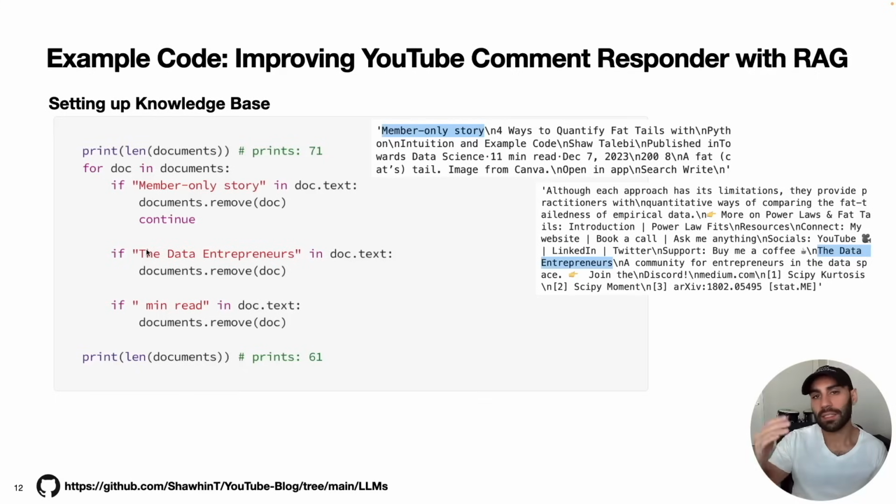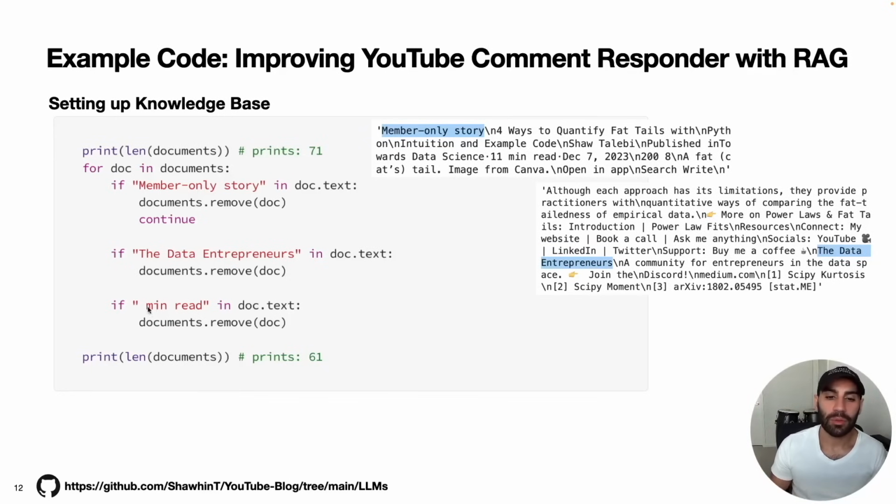Another rule I use here is that I remove any chunk that includes the data entrepreneurs. This is text I include in the footer of each of my articles, which links the reader to the data entrepreneurs community. So you can see what that might look like is this is the last sentence of the article: Although each approach has its limitations, they provide practitioners with quantitative ways of comparing the fat-tailedness of empirical data. Probably not helpful to any questions that you're going to ask about this article, and most of it is just text from the footer of the article.